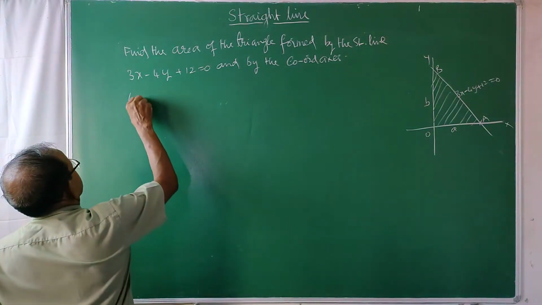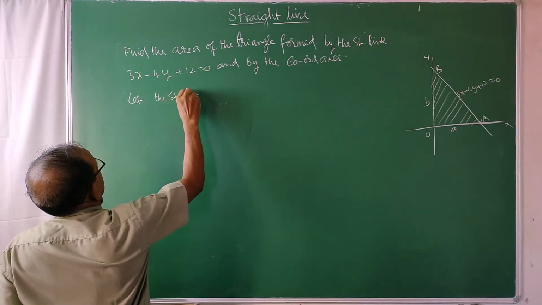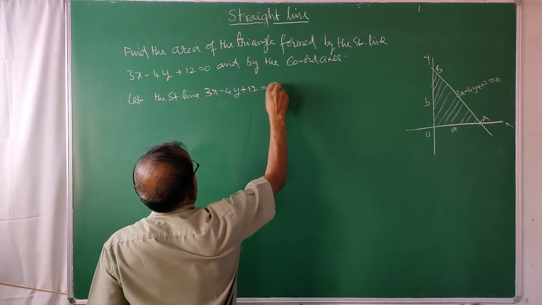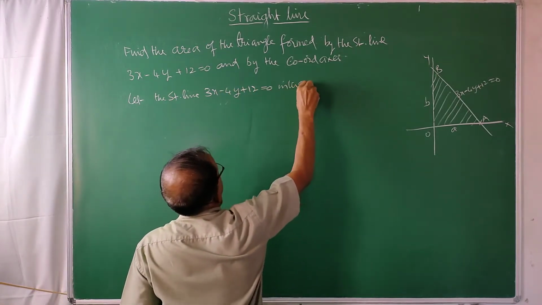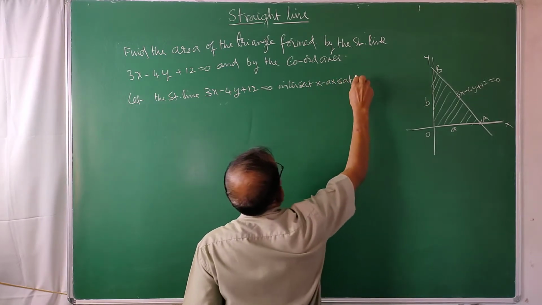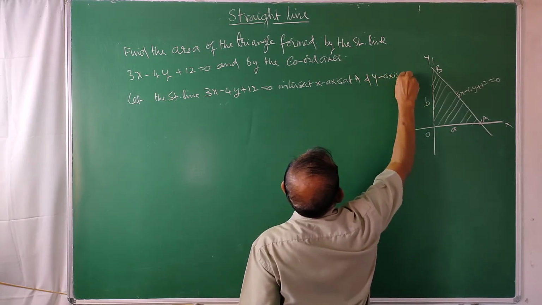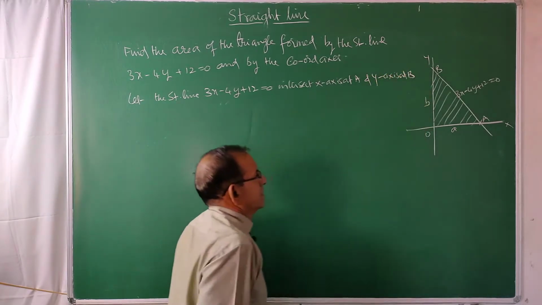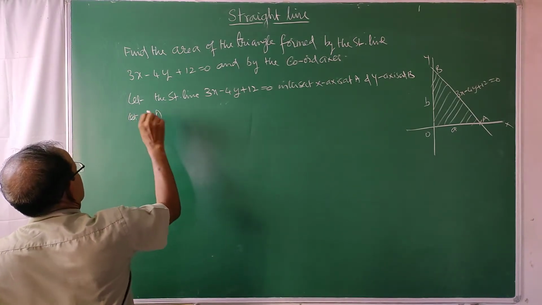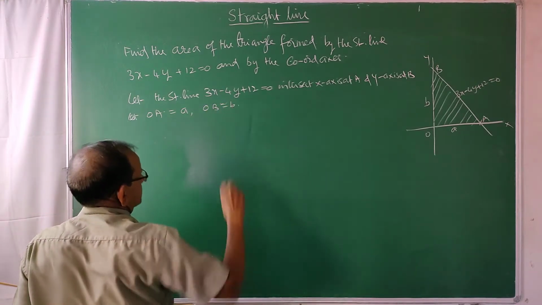Let the straight line 3x minus 4y plus 12 is equal to 0 intersect the x-axis at A and the y-axis at B. Let OA be equal to a and OB be equal to b.